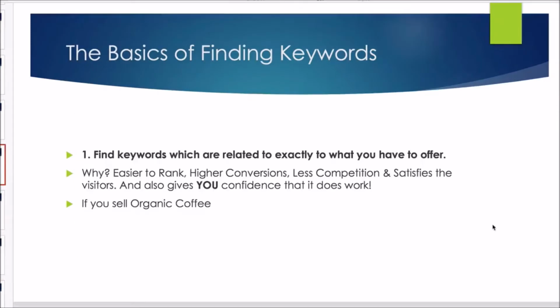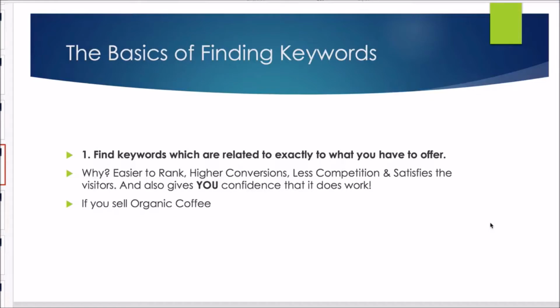So for this part of the video, I'll be going through finding keywords. The basics of finding a good keyword is that you want a keyword which is really relevant to what you actually have to offer, right? You don't want to rank for something that you don't actually provide. So let's say, for example, you're selling organic coffee beans, then you don't want to, at least at first, rank for a broad term like coffee, okay?